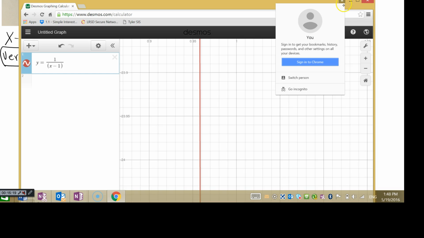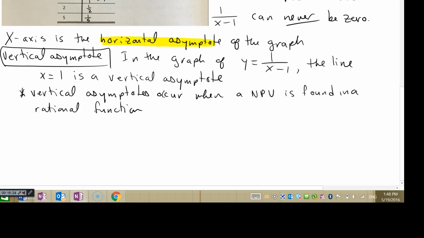So just remember here, the way that we find the vertical asymptote is finding the non-permissible values. So vertical asymptotes occur when a non-permissible value is found in a rational function.